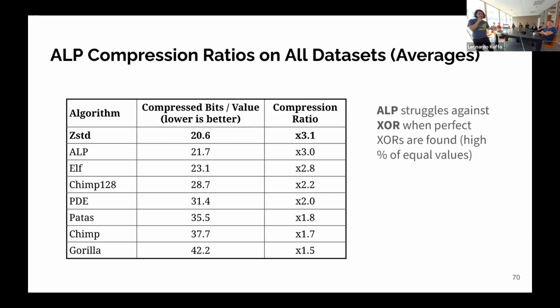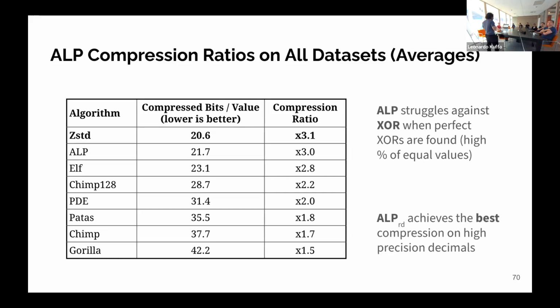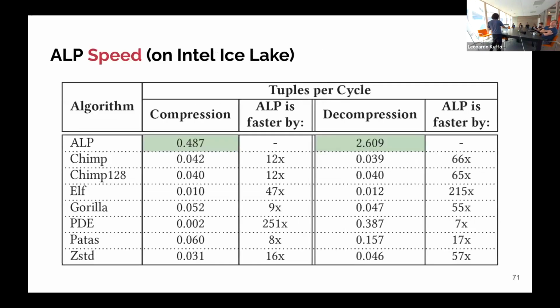So when do other schemes do better than ALP? Other schemes do better than ALP when perfect XORs can be found. What is a perfect XOR? It's when values are equal. So when values are equal and you XOR them, you end up with 0. And 0 is a very compressible number. So with a high percentage of equal values, in these cases, other schemes are a bit better than ALP. And as another note, ALP for real doubles achieves the best compression on these high precision decimals.